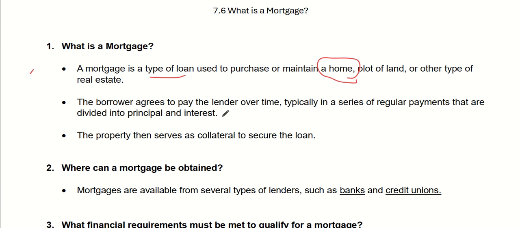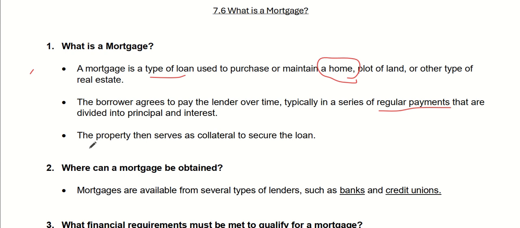In most cases, you agree to pay the lender over time a series of regular payments. Because the money you borrow is a lot, you can't pay it back immediately. So you have to break it up into smaller payments called regular payments. And they're divided into the principal and interest. Because of course the bank will charge you interest for the money that you borrow. So not only are you paying back the money that you borrowed, you're paying interest to the bank for lending you the money. And it's based on how long you have the mortgage for.